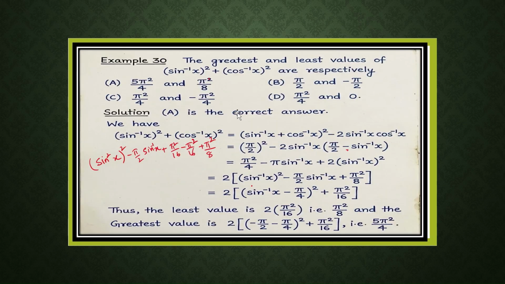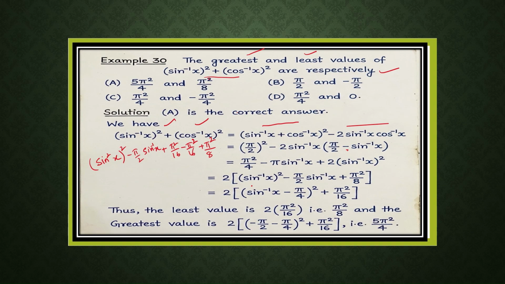Second example: the greatest and least values of (sin inverse x) whole square plus (cos inverse x) whole square are respectively. We have to find the greatest value and least value of this. Now we know what a plus b whole square is. Using that I am going to write a square plus b square is equal to (a plus b) whole square minus 2ab.